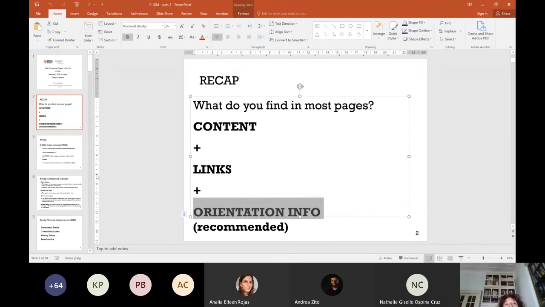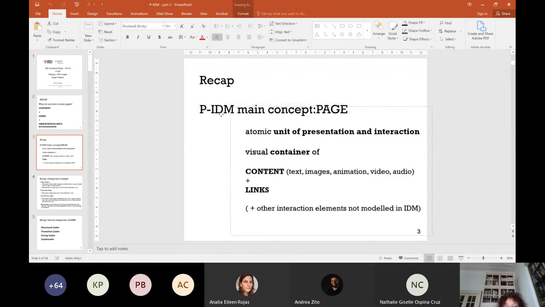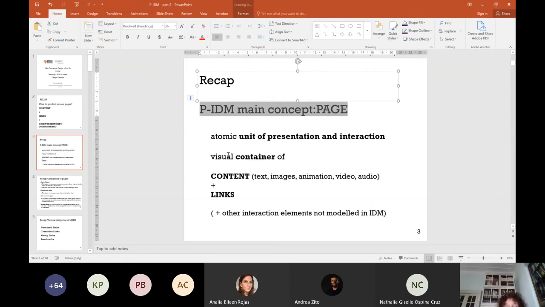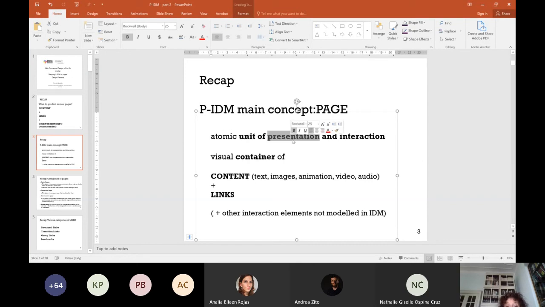So the main concept in P-IDM is the concept of page. Page is not an implementation concept, it is again an abstraction. It is an atomic unit of presentation and interaction. It's something that you can manage in one shot, and it's a sort of container that might not appear in a single screen on your device. You can scroll it, but you have the feeling that there you have a container of many things. Mention again: content, links, other interaction elements from the model in ACM, and within content also orientation info.